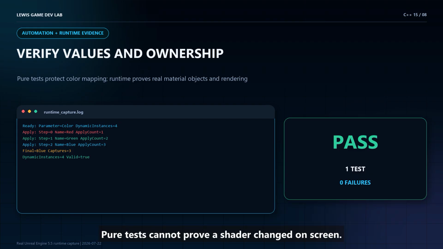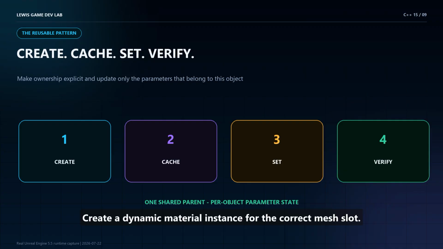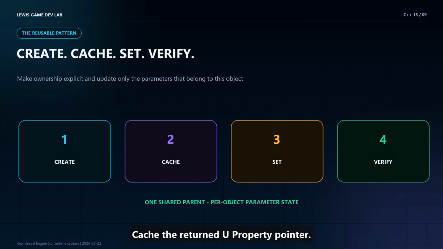Pure tests cannot prove a shader changed on screen. A screenshot alone cannot prove edge case math. Together they provide a useful regression boundary. The reusable pattern has 4 steps. Create a dynamic material instance for the correct mesh slot. Cache the returned UPROPERTY pointer. Set a parameter whose name and type match the parent material. Verify the visual result and the runtime state.